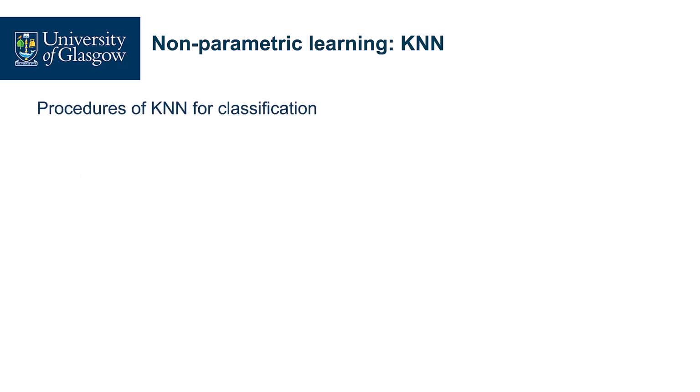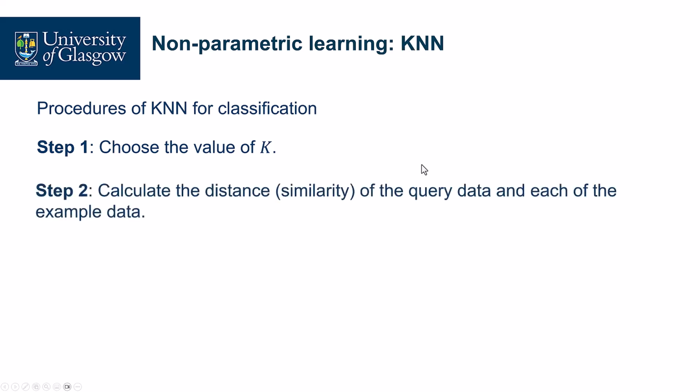Now let's see how KNN works. We have several steps. First, we choose the value of k. So maybe 3, 5, or 10, this is the number k. Then we calculate the distance of the query data to each of the example data. The example data are the existing data set. The query data is what we want to predict. So now we have the query data and the existing data.